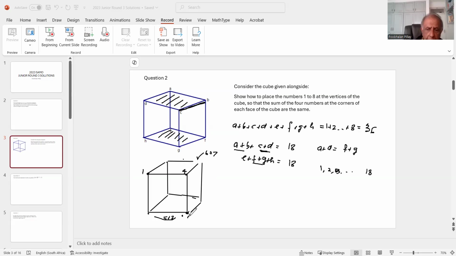I'll have to put 5 here. So if I put 5 here, 4 plus 5 is 9. And I can put a 6 here, and that's fine. And I can put 7 there. So those will add up to 18.